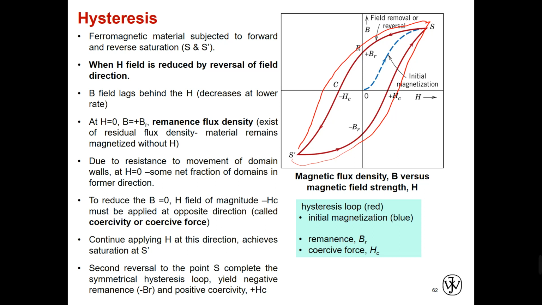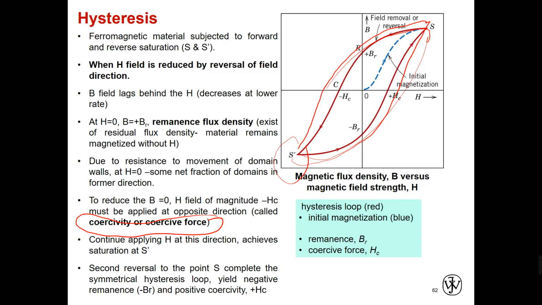Coercivity, or coercive force, is one of the main important elements if you want to understand spintronic devices, for example, magnetic material related study or ferromagnetic materials related applications. Continuing to apply H in this direction achieves saturation at S prime. Then a second reversal goes to the point S, and reverses again to complete the symmetrical hysteresis loop, yielding negative remanence, minus BR, and positive coercivity, HC. So the term is symmetrical hysteresis loop.